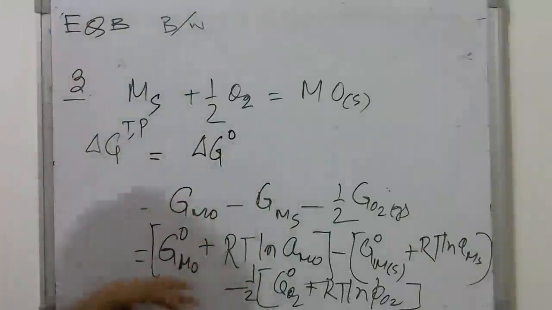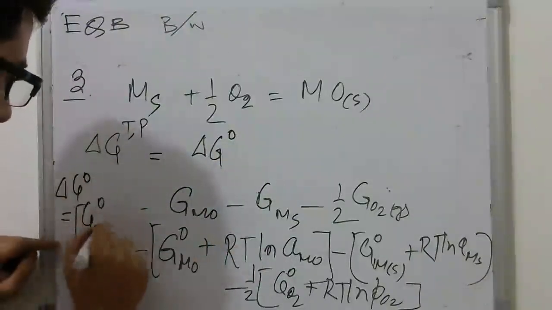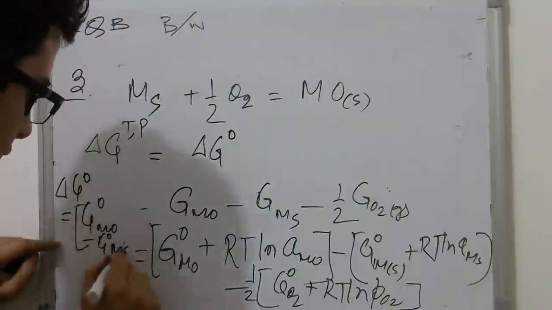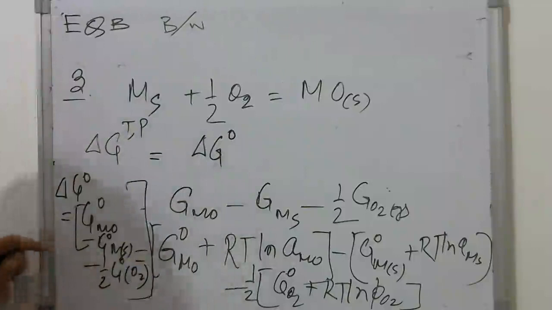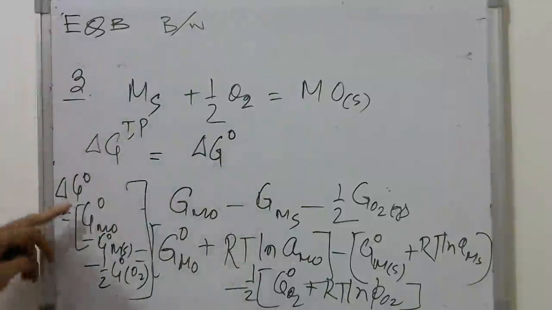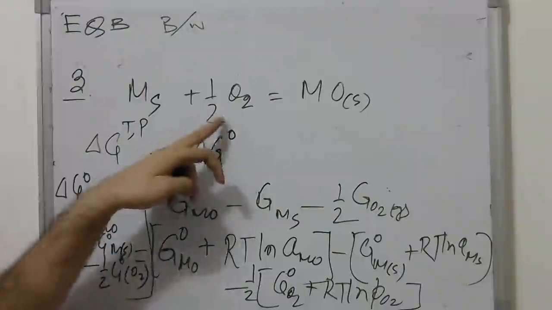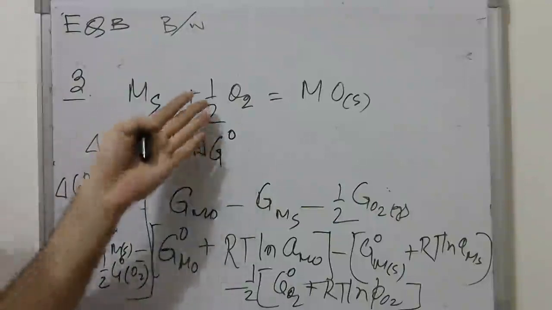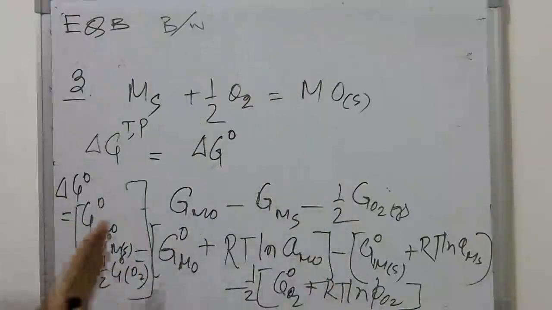What is ΔG0? ΔG0 is the free energy change: G0 of MO minus G0 of M solid minus half G0 of O2. Because the stoichiometry fraction is half for O2, that's why there's a half coming here, right? So we are balancing mole by mole. So this is what happens. ΔG0 is this one.